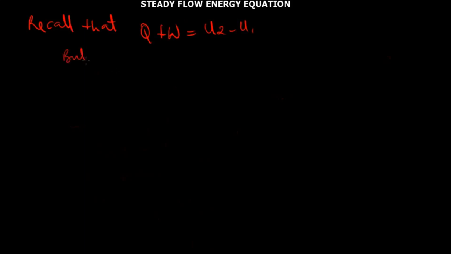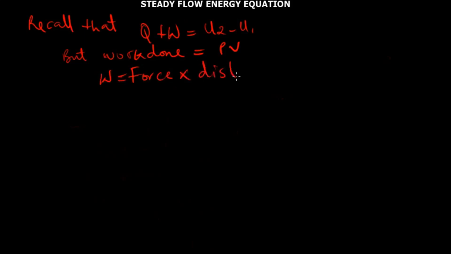Work done is equal to PV. Now, how is work done equal to PV? From our basic knowledge, we know that work is equal to force times distance. Yes, work is equal to force times distance.